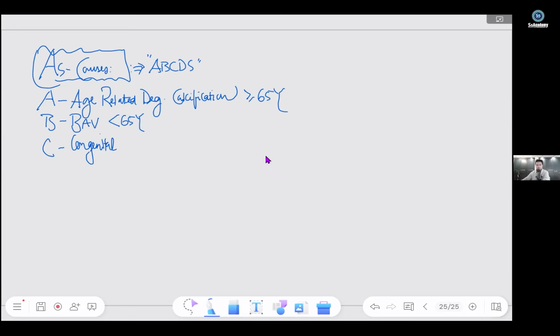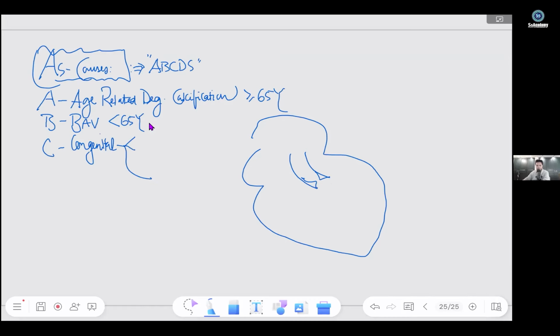So here's the C for congenital. Congenital causes. What congenital causes? Look at the heart. So this is the aorta. This is the aortic valve. So congenital causes are divided into three parts. Supravalvular.